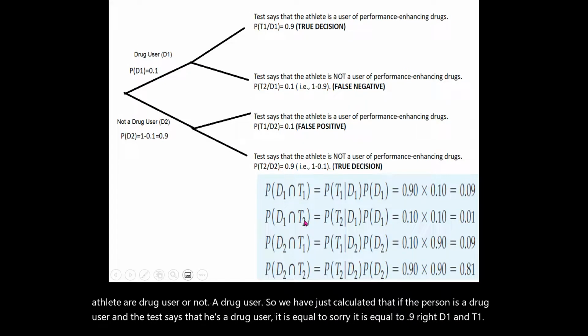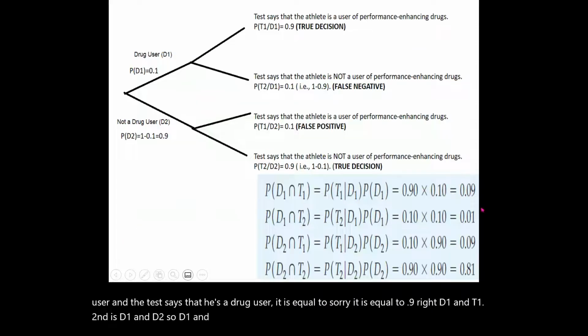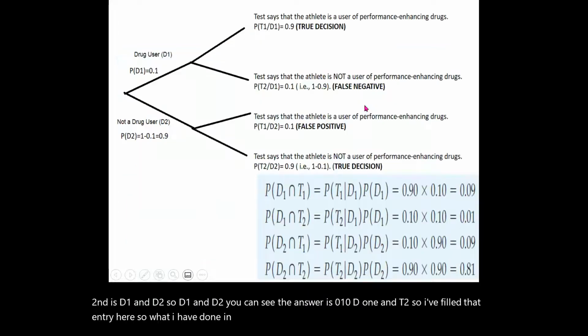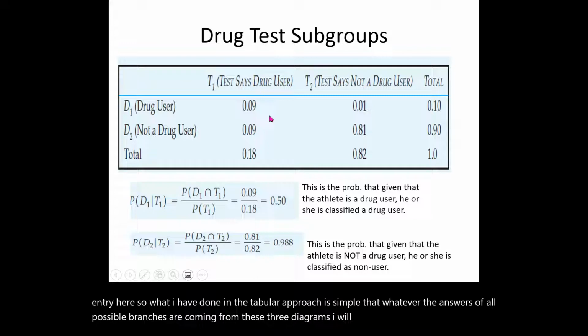Second is D1 and T2. So D1 and T2, you can see the answer is 0.01. So I have filled that entry here. So what I have done in the tabular approach is simple: whatever the answers of all the possible branches coming from these tree diagrams, I have enlisted those in the form of a table.